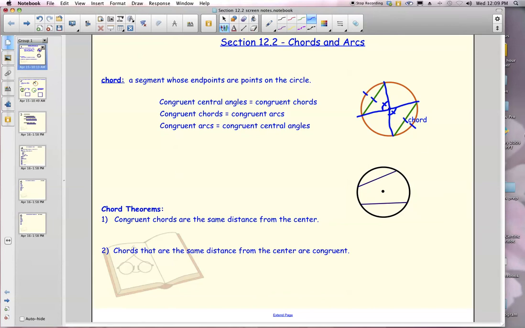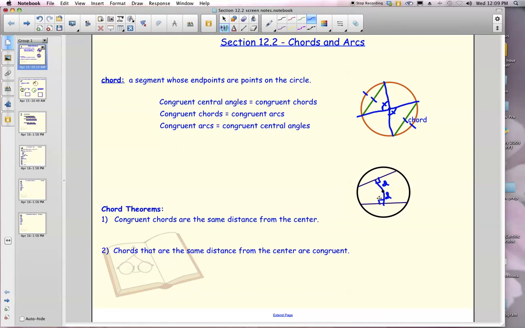There are two other theorems that we are going to talk about. One says that if your chords are congruent, then they're also the same distance from the center of the circle. So if we draw a perpendicular line to this one and a perpendicular line to this one, if the chords are equal, then this distance, we'll call it D, would have to be the same as the distance here. They are the same distance from the center of the circle.